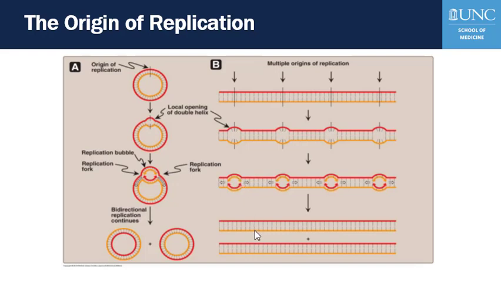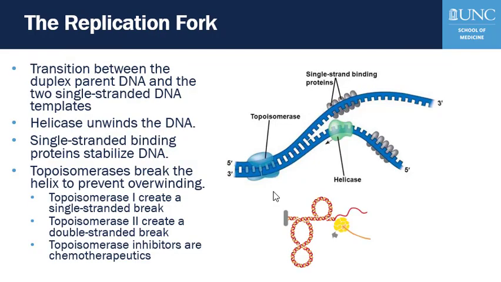So for each division, cells have to duplicate their entire genome exactly once. So each one of the thousands of origins in the genome is instructed to initiate replication only when the cell is ready to divide, and every one of them initiates replication only once. Now let's take a closer look at what's happening in these replication forks. So here's a close-up view of one of those replication forks.